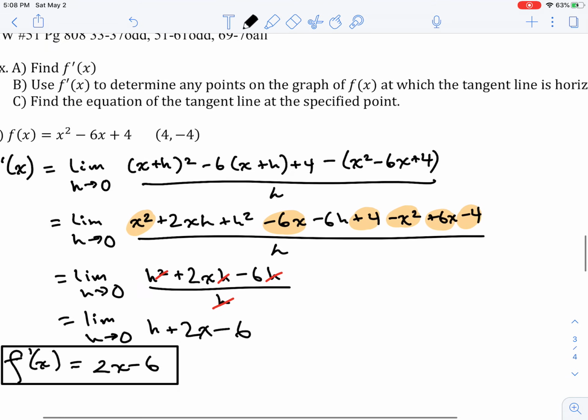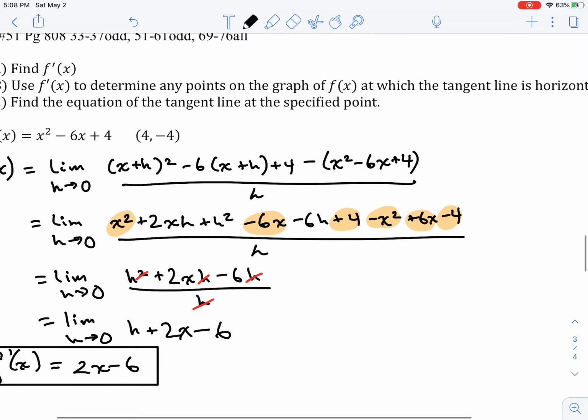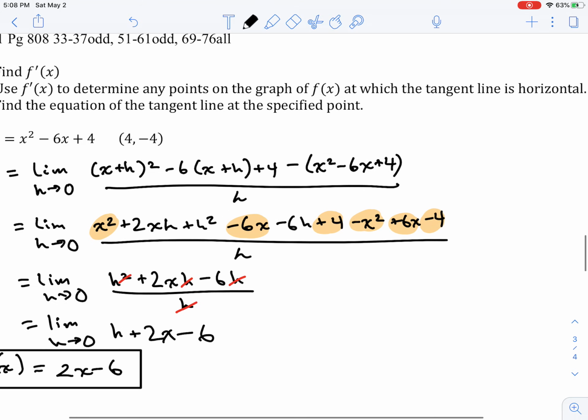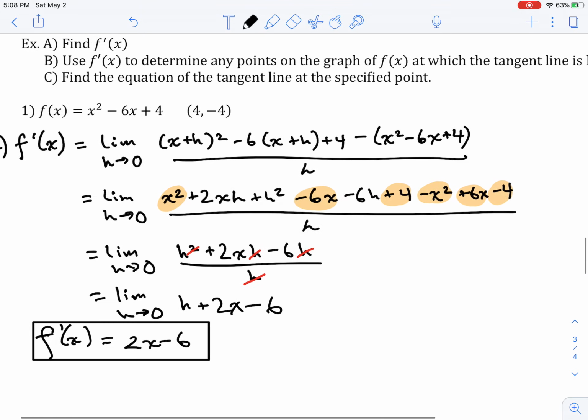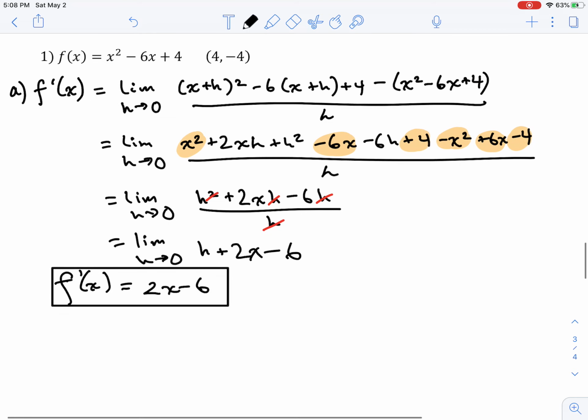Part B then is to use the derivative to determine any points on the graph of f of x at which the tangent line is horizontal. And as we saw in the previous problem from the last video, when our tangent line is horizontal, that just means our tangent line slope is equal to 0.